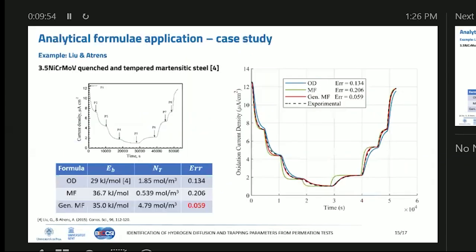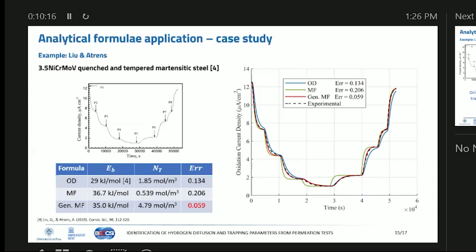I have taken here some data from the literature. I've forgotten to change here: current density is proportional to hydrogen flux. I'll say this just because I have not gone into detail on the Devanathan-Stachurski double cell. I've taken this experiment from the literature where they did repeated stepwise transients, which is important to make use of the new expression.